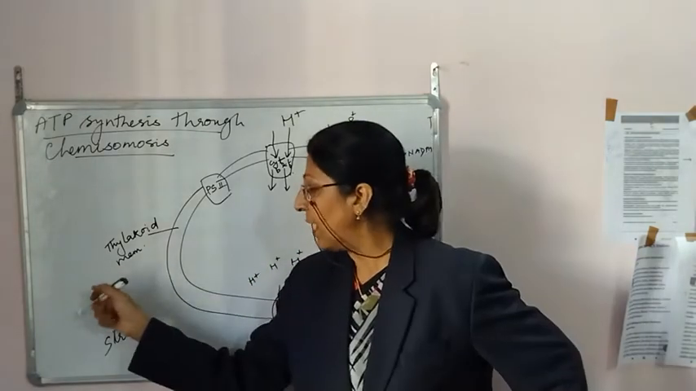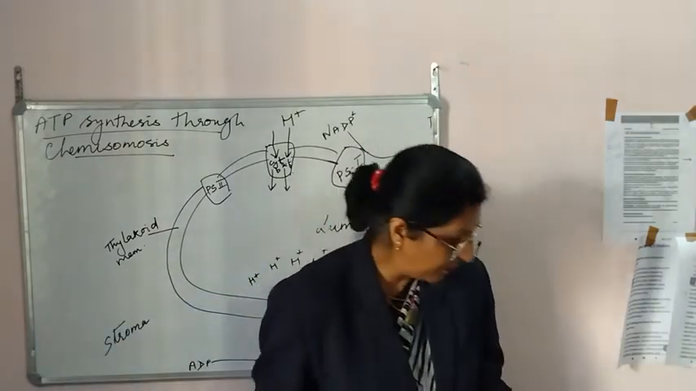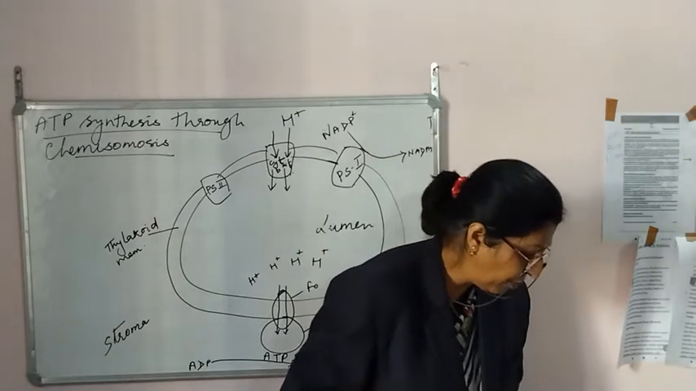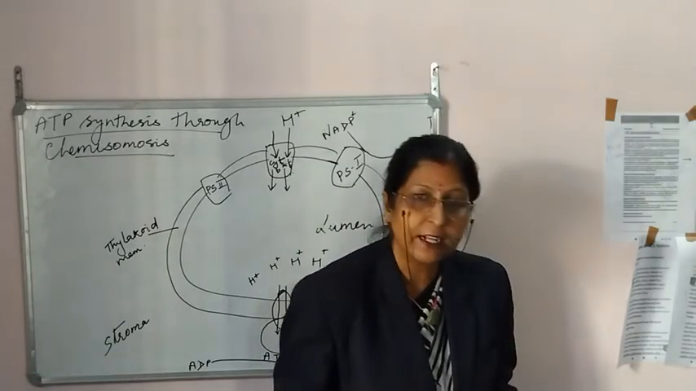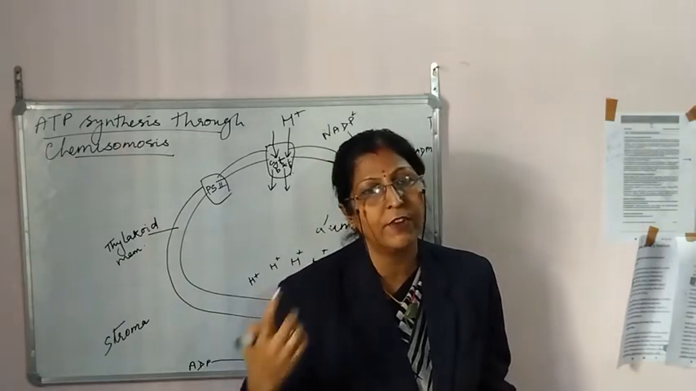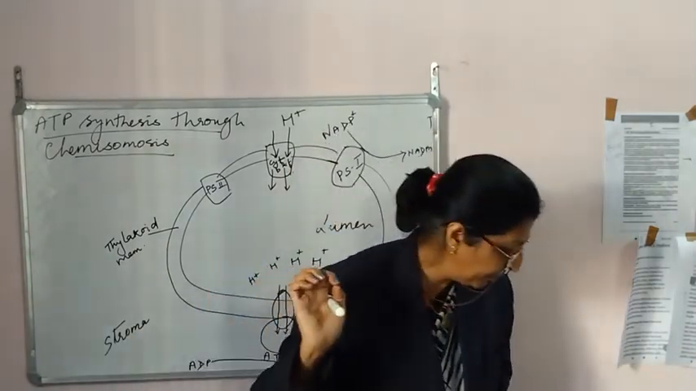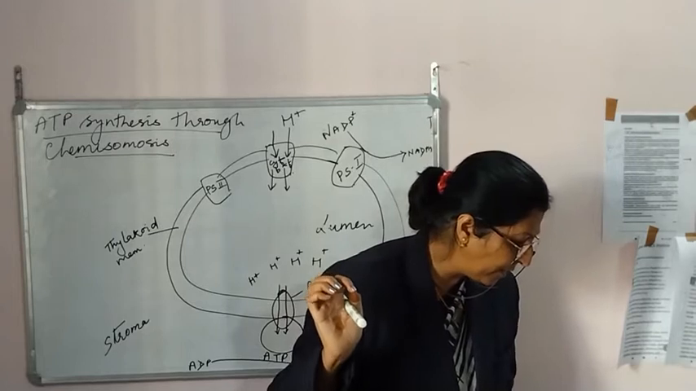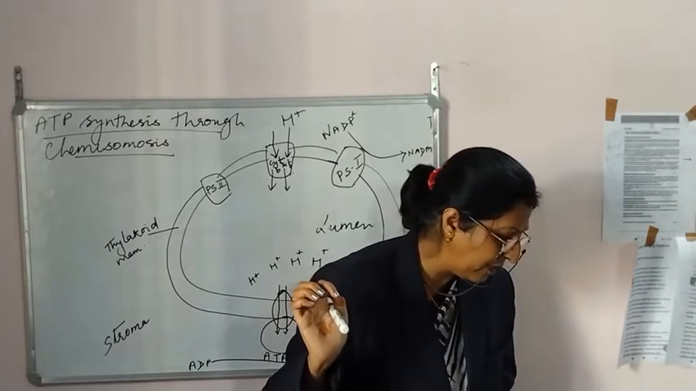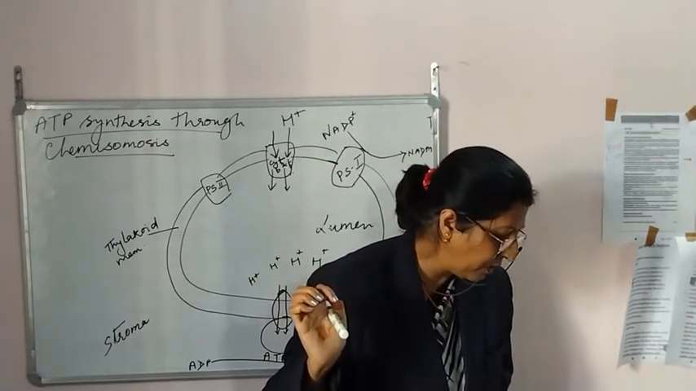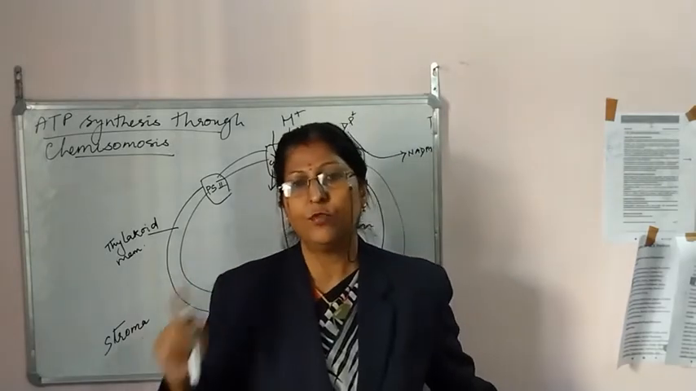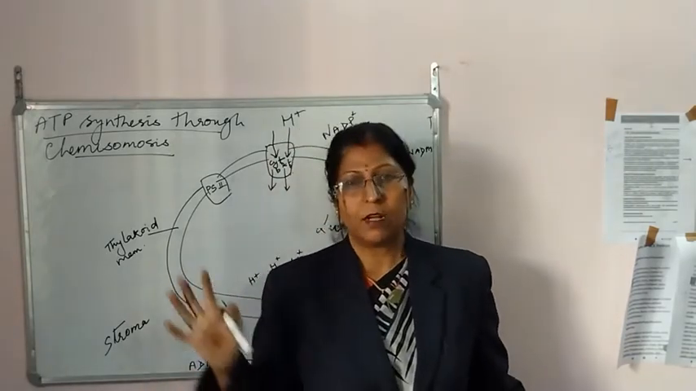So one of the hydrogen ions from the stroma is removed, is moved, while transporting an electron. To transport one electron, one hydrogen ion from the stroma comes back into the lumen. Okay, when this molecule passes on its electron to the electron carrier on the inner side of the membrane, the proton is released into the inner side, the lumen side. Okay, so this is how it takes place.